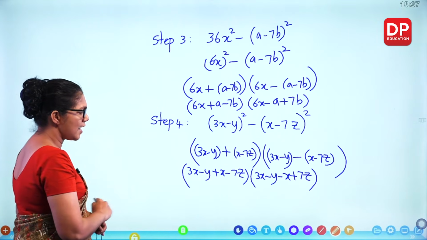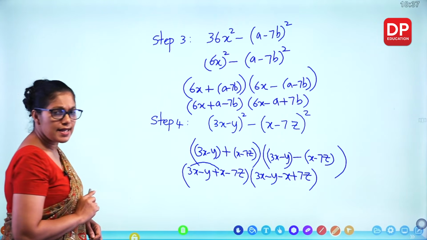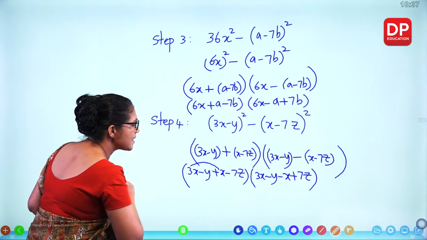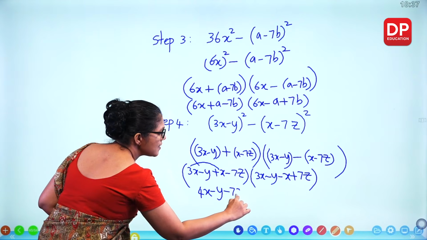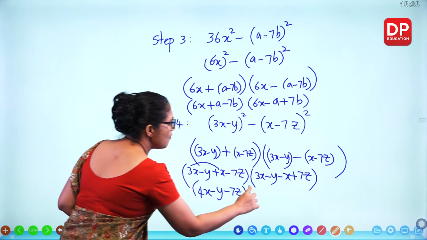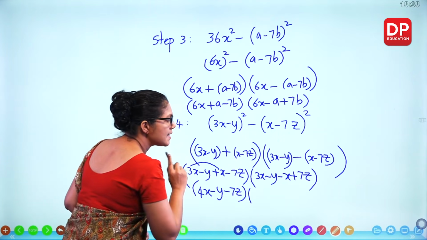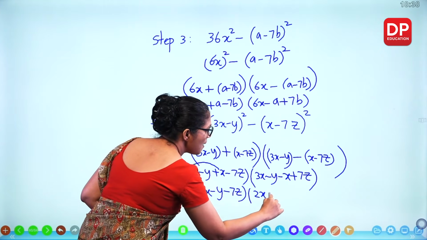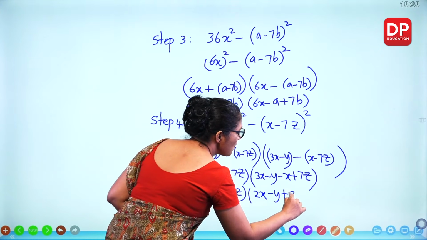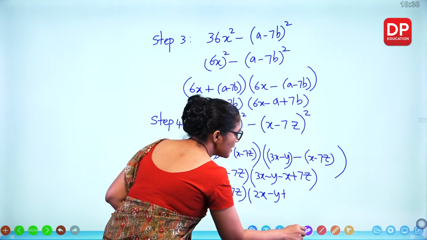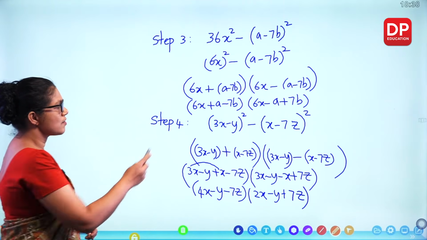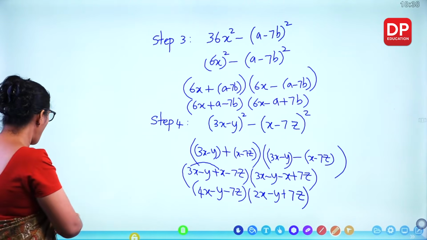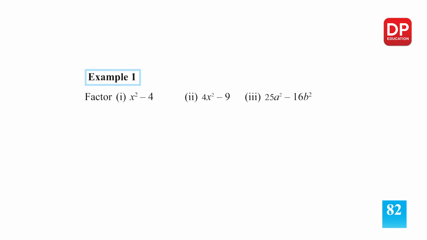So here, can you simplify further? I can see like terms. So I can write down 3x and x becomes 4x minus y minus 7z as the first one. What about this one? 3x and minus x becomes 2x and minus y and 7z. So I can write here 7z. So these are the factors of these expressions. Now we'll look at examples related to the difference between two squared terms.